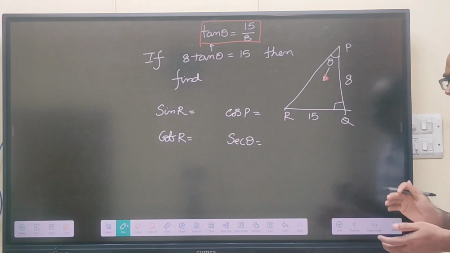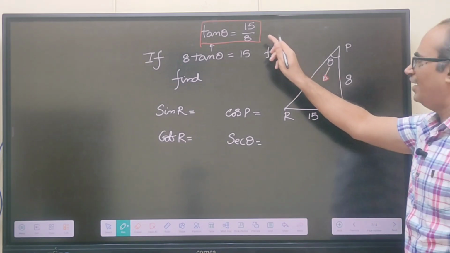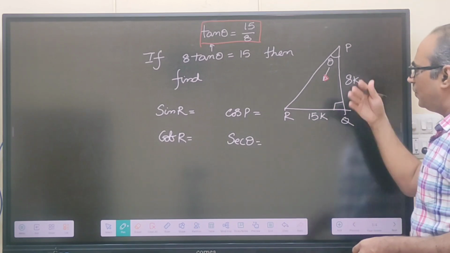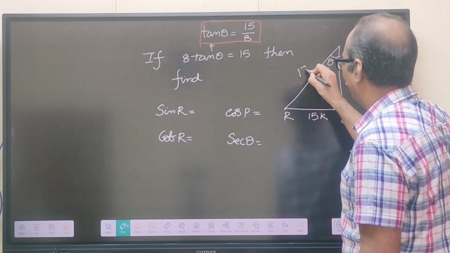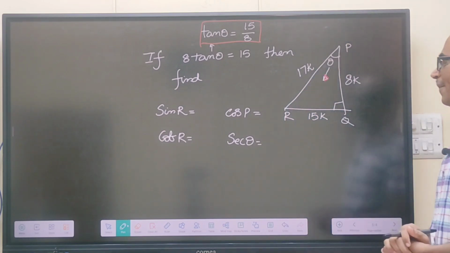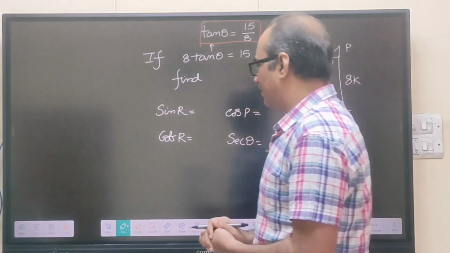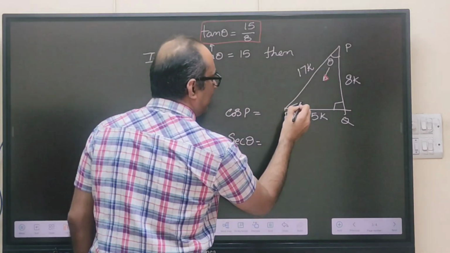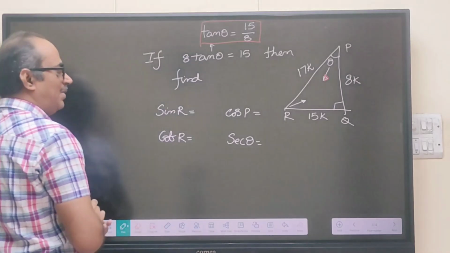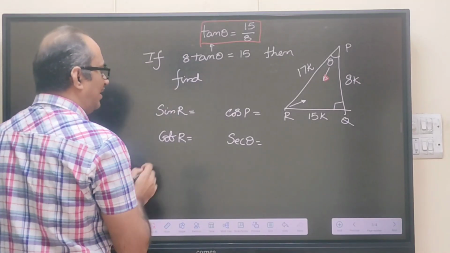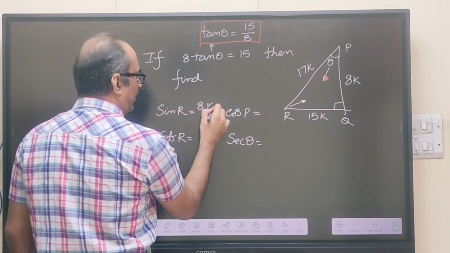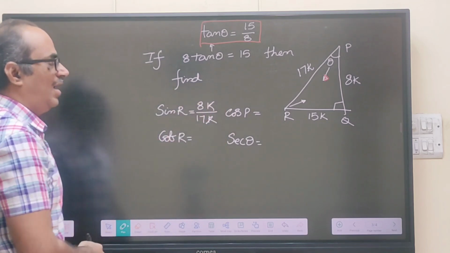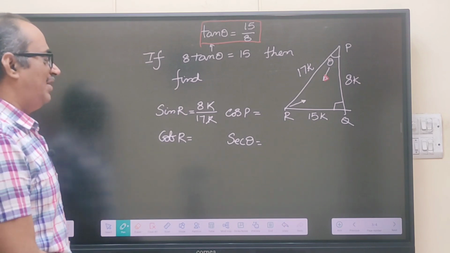Now you remember we haven't been given the actual sides. We have been given the ratio. So I will attach k there. Then if you do Pythagoras theorem, you will easily get that this is equal to 17k. Now what information has been asked? What is sin R? That means you are looking from here now. If I look from here, what will be my opposite? Opposite will be 8k and hypotenuse is 17k. k and k cancel. I can say that sin R equals 8 by 17.